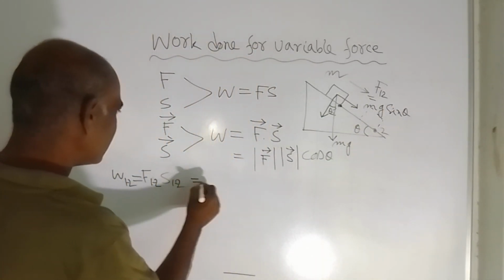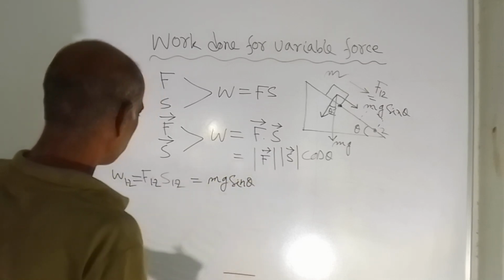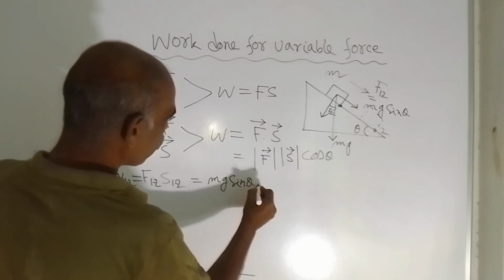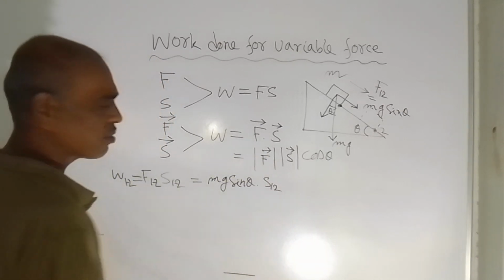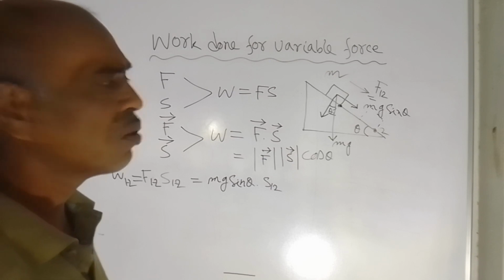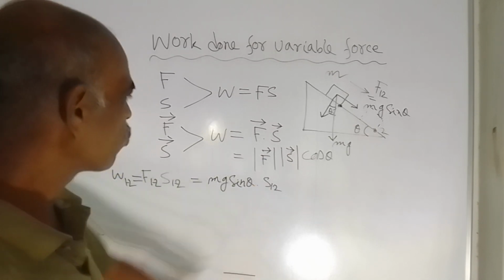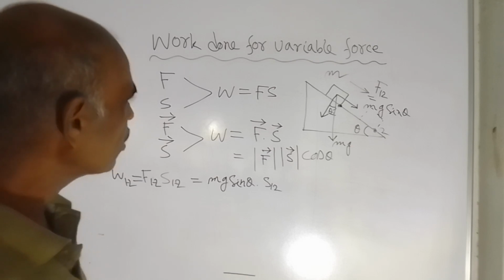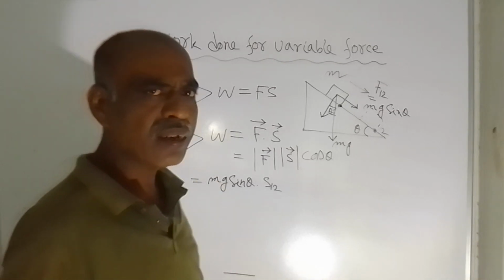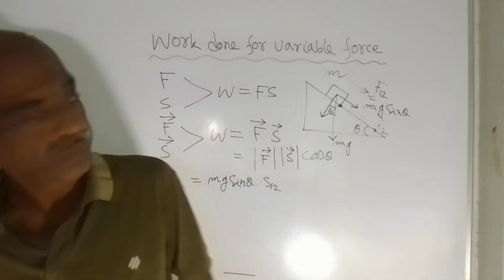So what is the result here? So this is equal to mg sin theta, okay, into S12, the distance. So this is the result. Okay, this is the result, mg sin theta into S12. So this way we can calculate work done for the given problem.